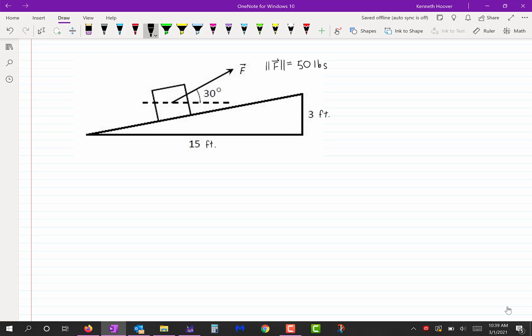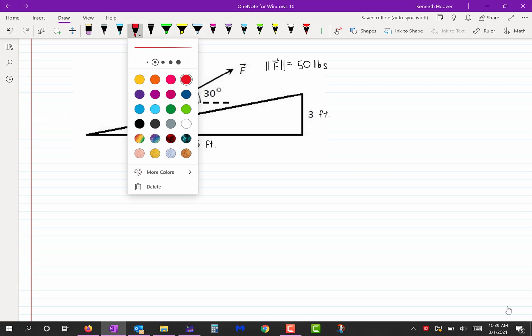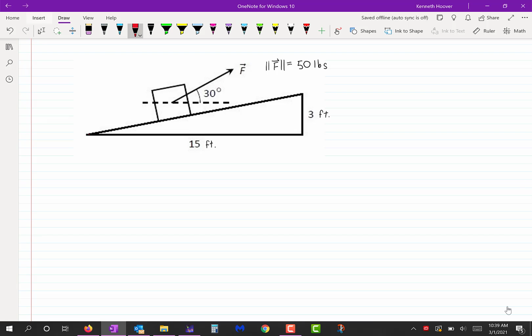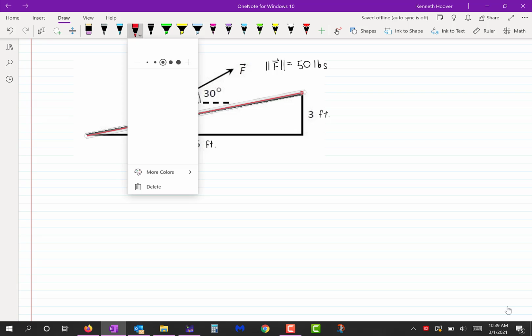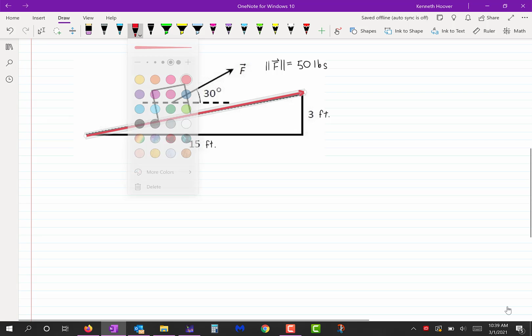Okay? So you have your force vector right here. It's already in the picture, so I won't bother drawing it. Okay? You have your displacement vector right here. That's our displacement vector. Let's make it a little bigger, so we can see it better.